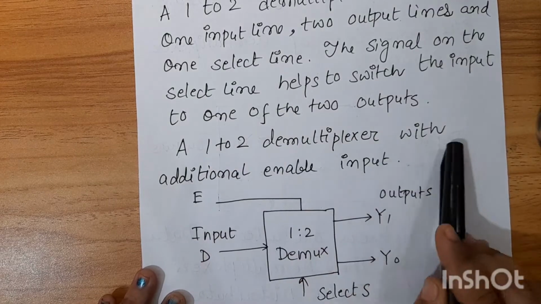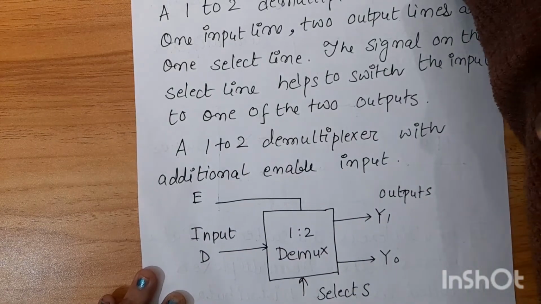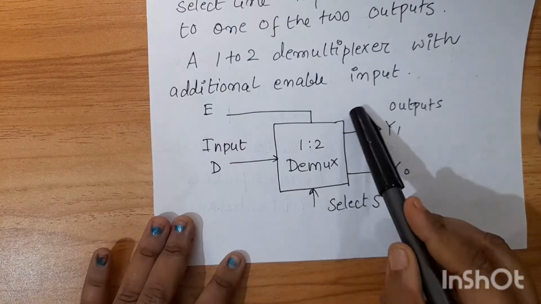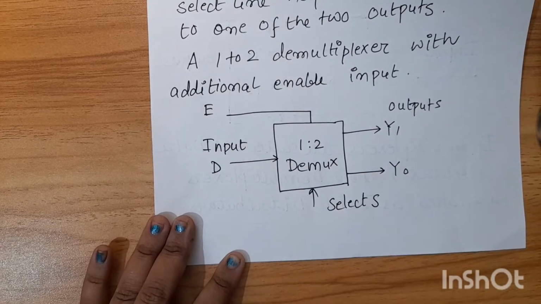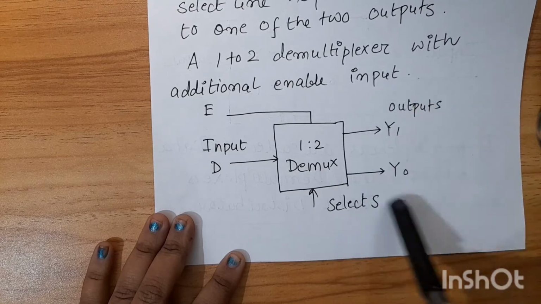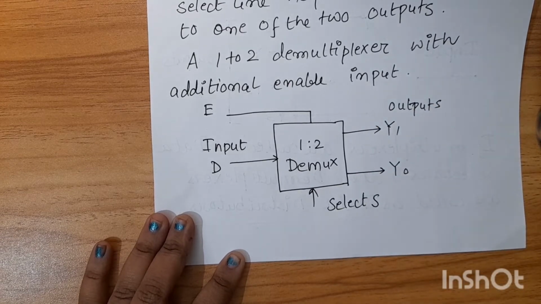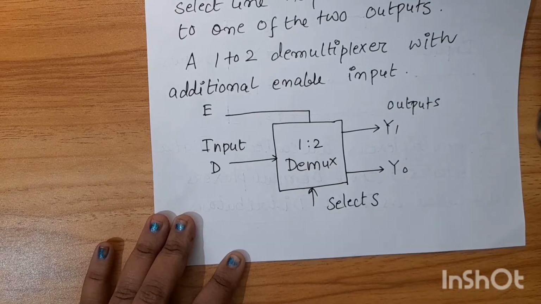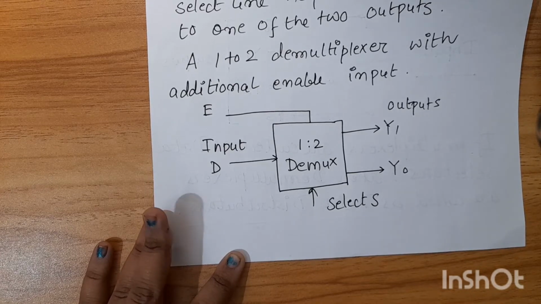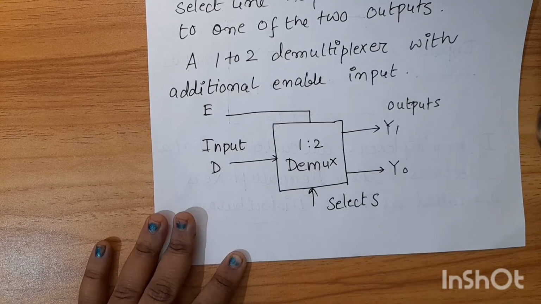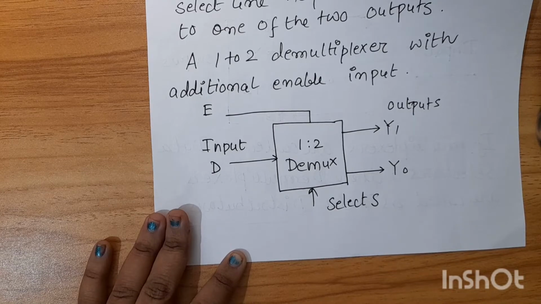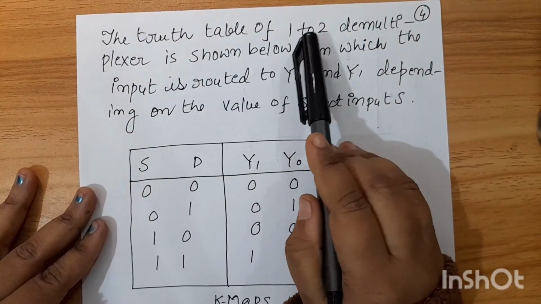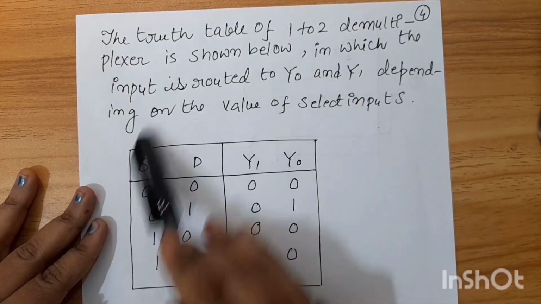1 to 2 demultiplexer with additional input. Usually with a demultiplexer we have an additional input, that is the enable input. When the enable input is 1, then only the outputs Y0, Y1, or let it be Yn, will have the value of whatever is there at the input. But if it is 0, usually they have the floating value. The truth table of a 1 to 2 demultiplexer is shown below.